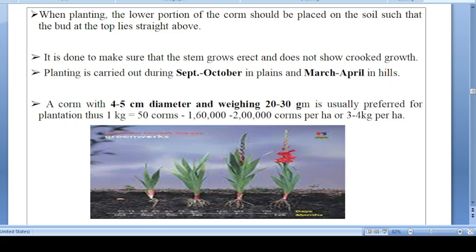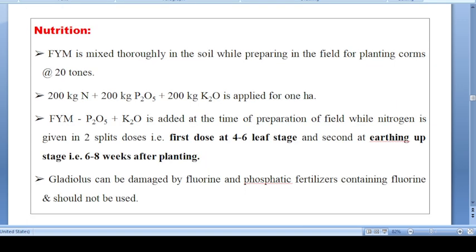Here also, like tuberose, corm weight should be 20 to 30 gram. We require around 2 lakh corms. Similarly, 2 lakh corms are required for 1 hectare planting of gladiolus. Before planting itself, we have to take care of the nutritional aspects also, like FYM, it is 20 to 25 tons, 200 it is NPK, similar to tuberose.